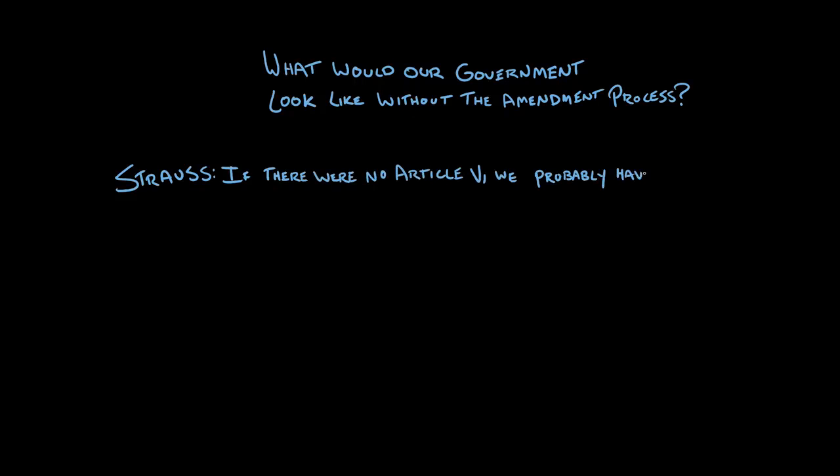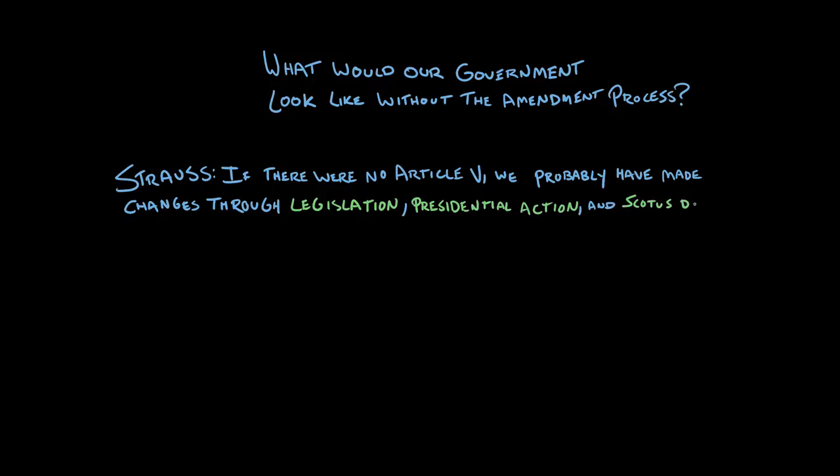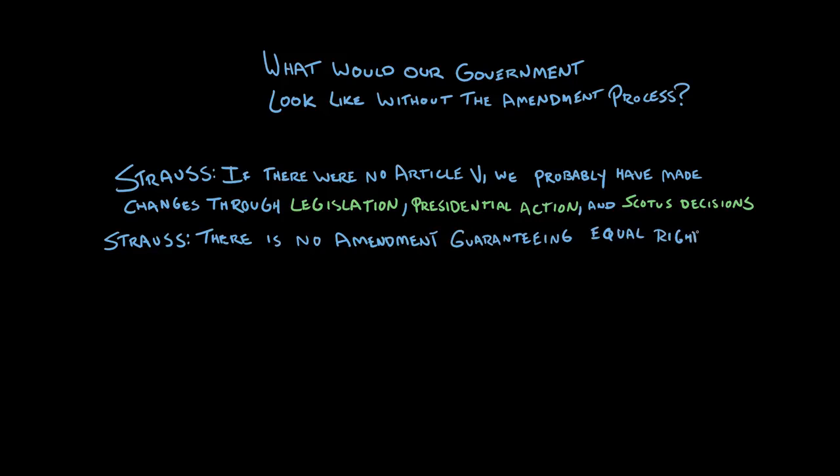By those means: by legislation, by presidential action, by Supreme Court decision, and just by the people in their lives saying, we need to go in this direction. We need to go, say, in the direction of women's equality. And by the way, there's no amendment giving women equal rights either. But that's where we've gotten to. And I think that would have been the pattern if there were no formal amendment process.